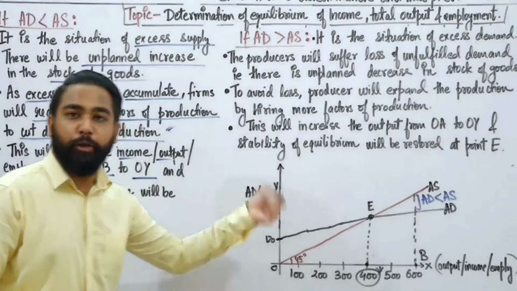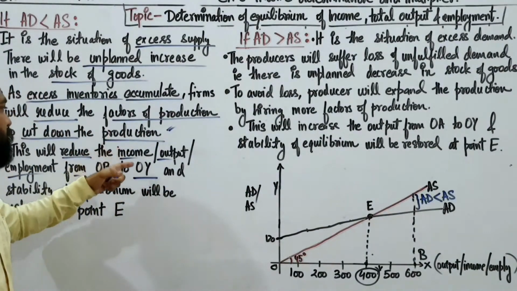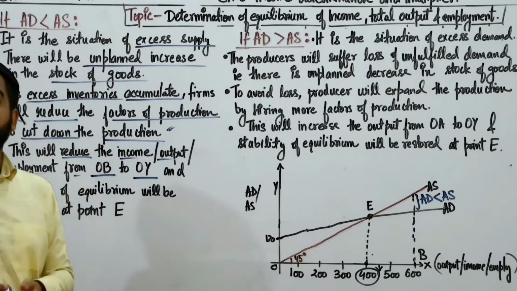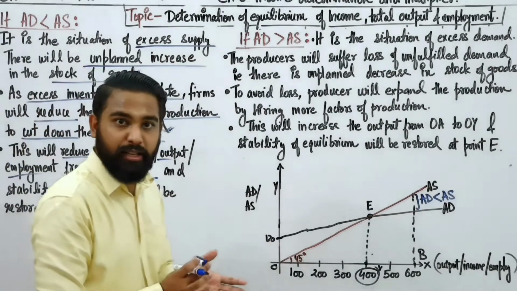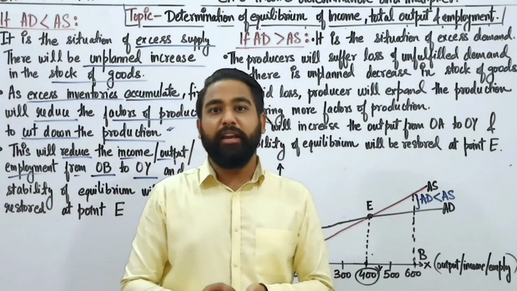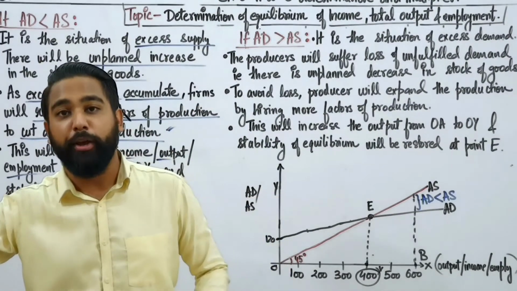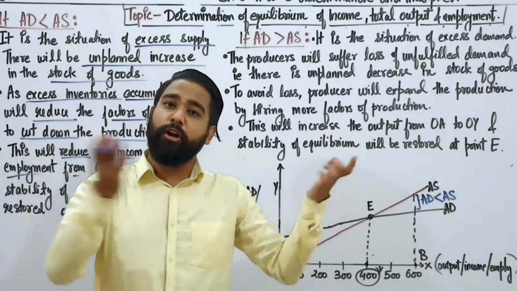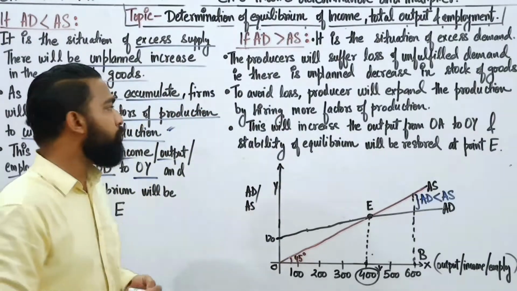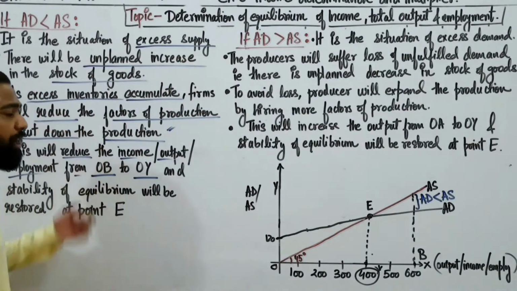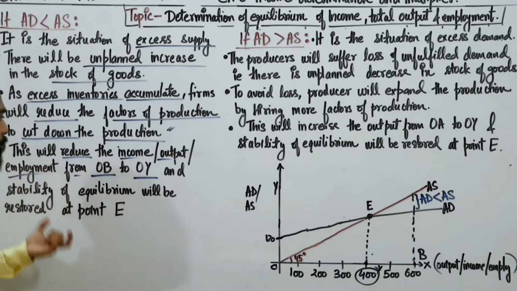When the producers cut down their production, this will reduce their income, because now they are producing less. If you are producing less, then your income will decrease. Your employment level: you have to remove some of your employees because you don't need them now, because you already have excess supply. So there will be a reduction in income, production and employment.